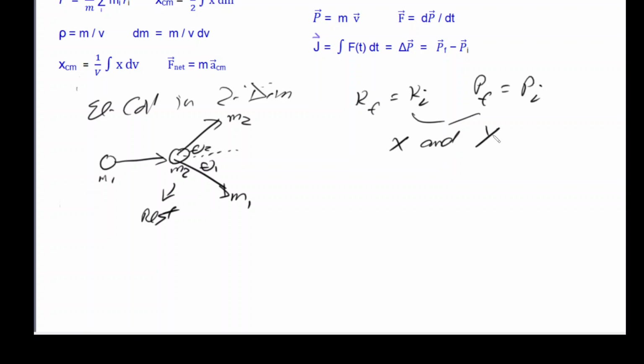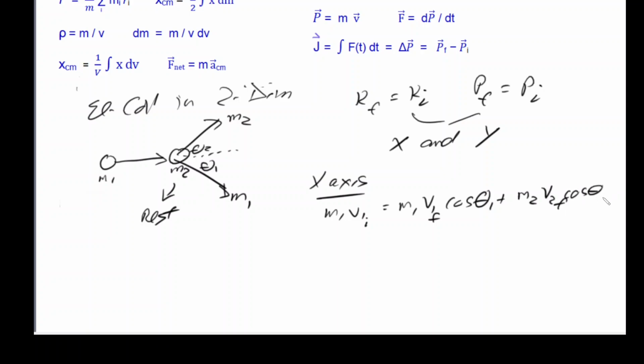So in the x-axis, our momentum is m1 v1 initial, which is equal to m1 v1 final times cosine theta 1, plus m2 v2 final times cosine theta 2, because now we're looking at the x component of these vectors.